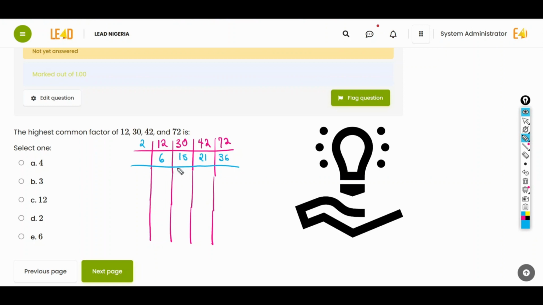Remember, we're doing highest common factor, so we use 3. 3 can work for everything, right? So we have 2, 5, 7, and 12. There's nothing else that can divide, so we just have 2 times 3, which is 6. So the highest common factor is 6.